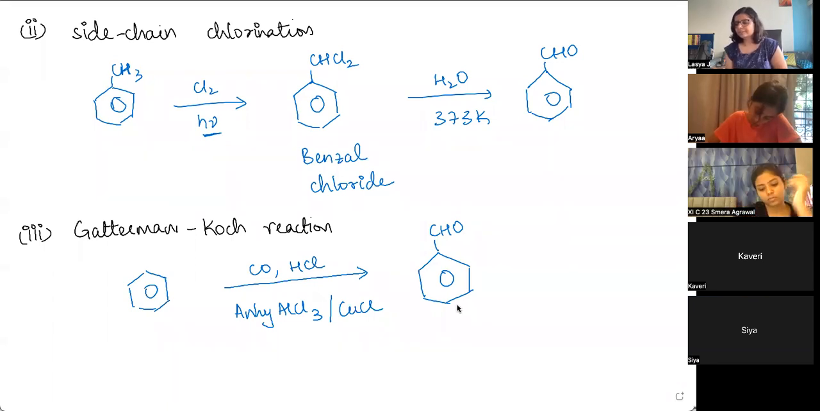So I'll do one thing. Preparation of ketones has 3 more reactions. Once we finish all the preparation methods, we'll go over the named reactions once again, just summarize it. And then after that, we can move on to the properties.